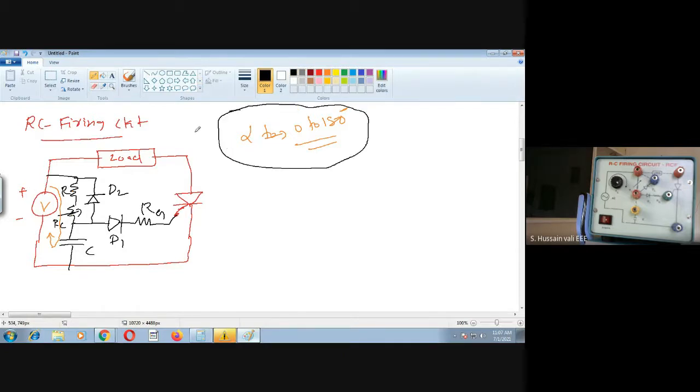So this is the main difference. Here the firing angle is 0 to 180. In the previous case, it is 0 to 90 only. Now you see how it works. This is the closed path. Whatever may be the value of RC, this capacitor will get charged. You are giving some voltage here, then this capacitor will get charged. Then this voltage will be applied across this.